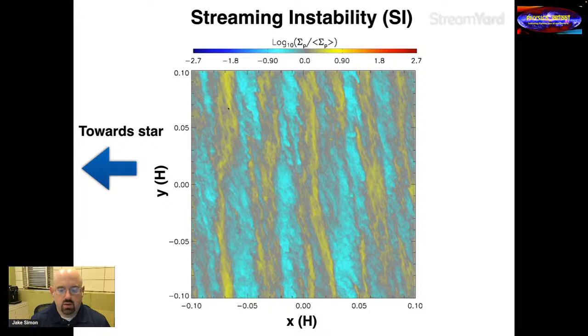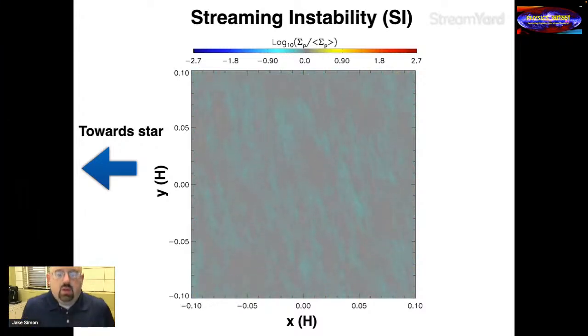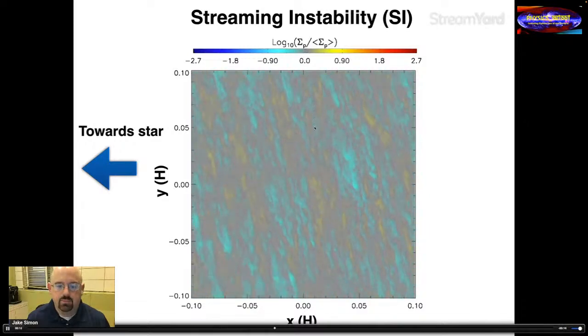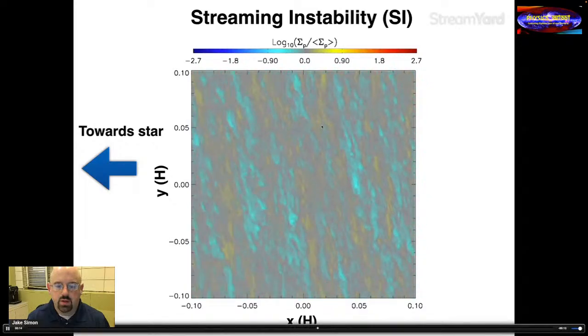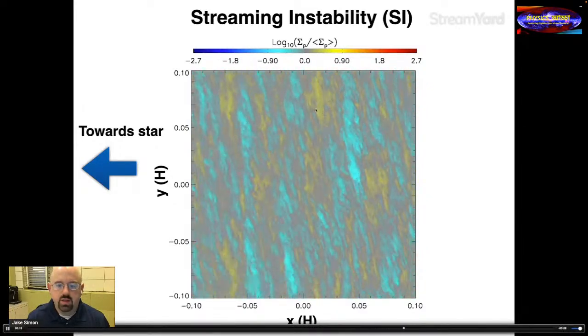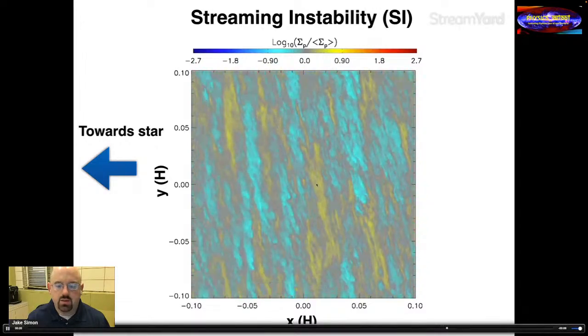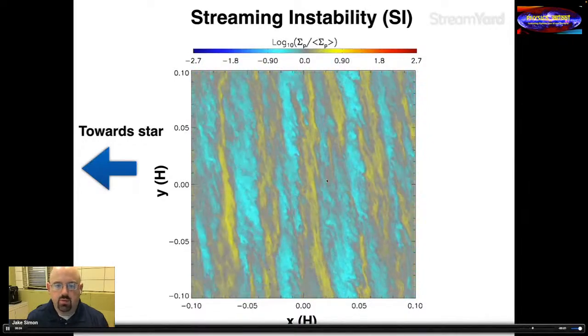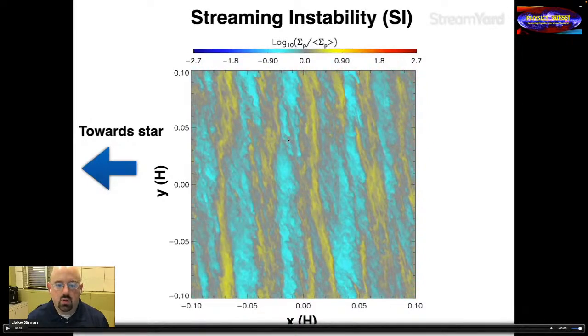Okay, so we start with a uniform mixture of dust grains. And so most of it's blue and gray, and that means that this is unity, right? But over time, what you'll notice is that there's more and more yellow and more blue. These yellow regions are regions of higher concentration of pebbles, these little grains that I was talking about before. And the blue regions are where there are large voids of those. I hope that movie came across.